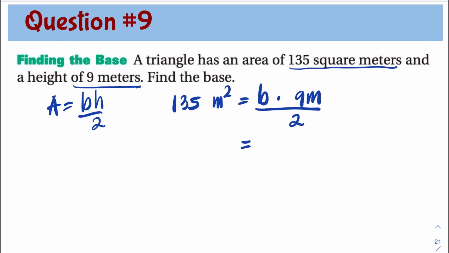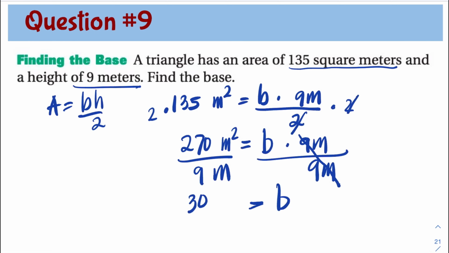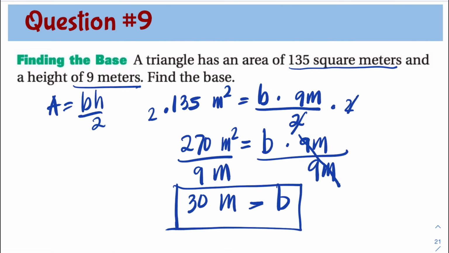Now, I can multiply again both sides by 2 to get rid of the denominator 2. So 135 times 2 is 270 meters square. So the right side, I can divide 2 by 2, which is 1. So we have B times 9 meters. Now, we can divide both sides by 9 meters. So 9 meters divided by 9 meters is 1. So right side is just B. 270 divided by 9 is 30. Meters squared divided by meters is meters. So that means the base here is 30 meters.